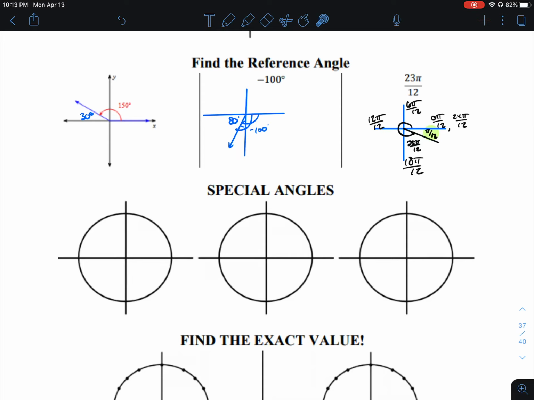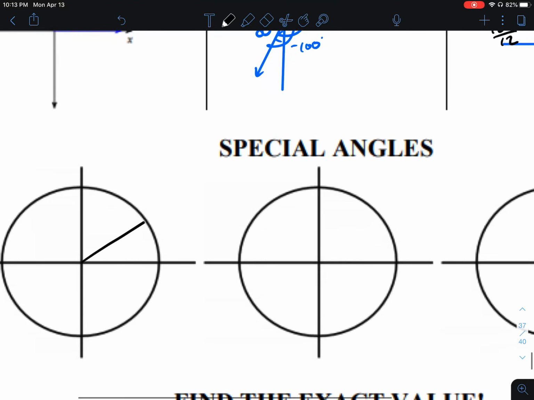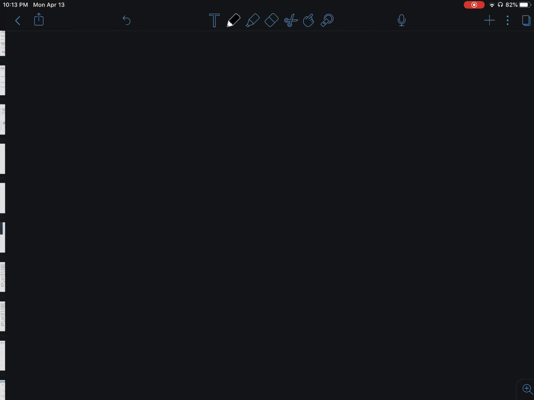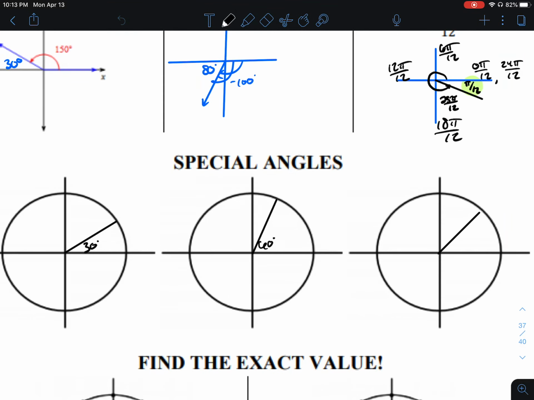Special angles. What do you think I mean when I say a special angle? I hope you know. It means a multiple of 30, which could be 30 degrees or it could be 60 degrees. Also multiples of 45. So in quadrant 1 would be here. These are called special angles because they make special right triangles.